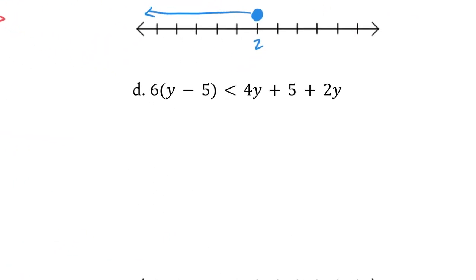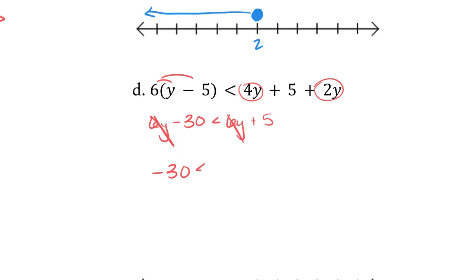Then moving over here, let's distribute. We'll get 6y minus 30 is less than, combine these, we'll get 6y again plus 5. So again, mark out your variables. Negative 30 is less than 5. Well, is that a true statement? Yeah, that's definitely a true statement. So again, we have infinite solutions here.